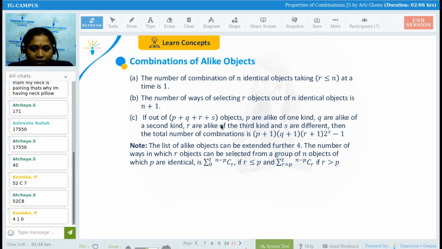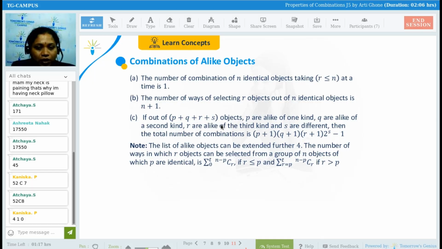The number of ways of selecting r objects out of n identical objects is n plus 1. This is important now. If out of p, q, r, s objects, p are alike of one kind, q are alike of the second kind, r are alike of the third kind, and s are different, then the total number of combinations is (p plus 1)(q plus 1)(r plus 1) into 2 raised to power s minus 1. Now these are completely optional formulas.